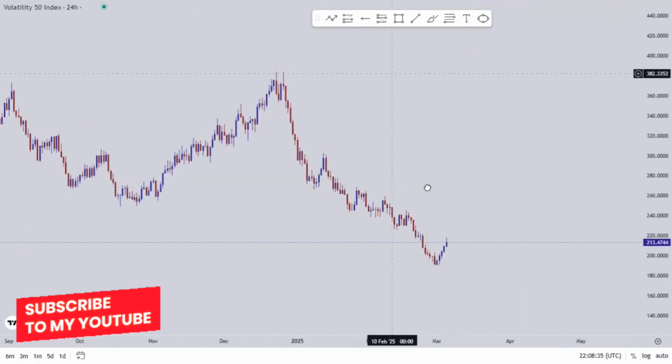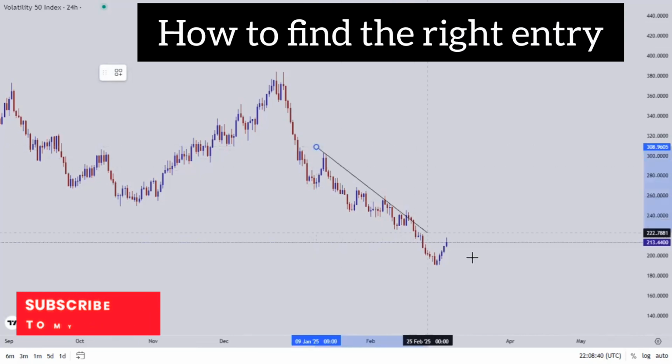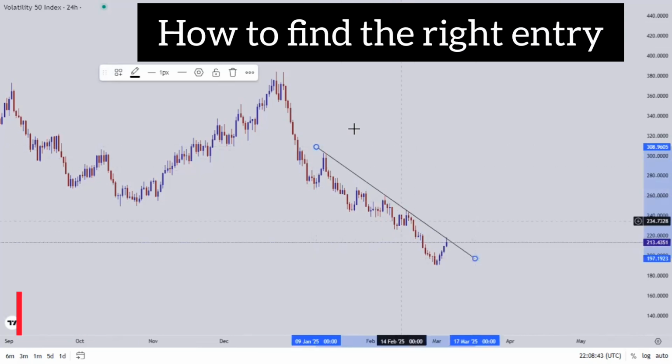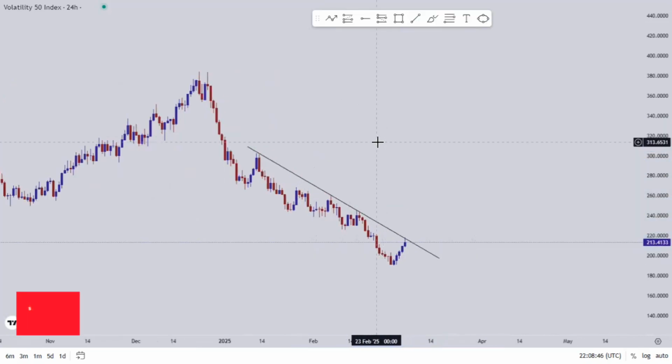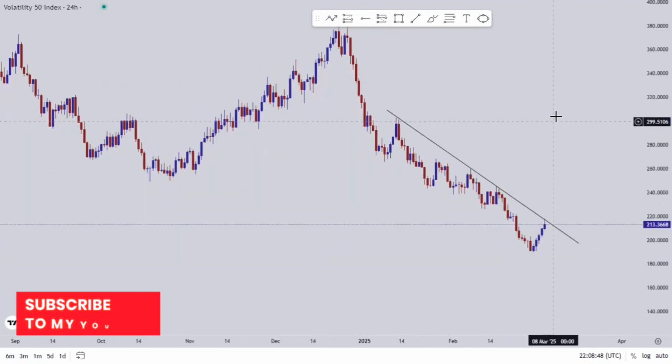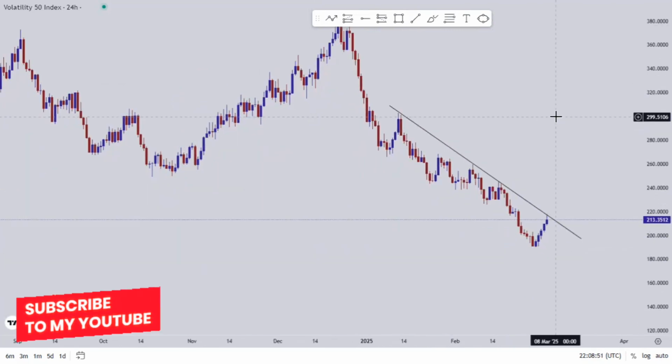Okay. Example for entry. How do you find the right entry for your trend line? Let's say you have this current price action now. This is the current trend line we are having. Every strategy you want to use in this market must be as simple as A, B, C, and you are done. Don't clog up your charts with too many drawings and all that.